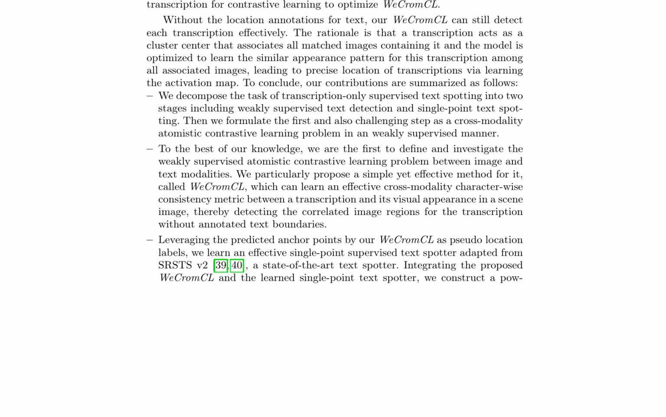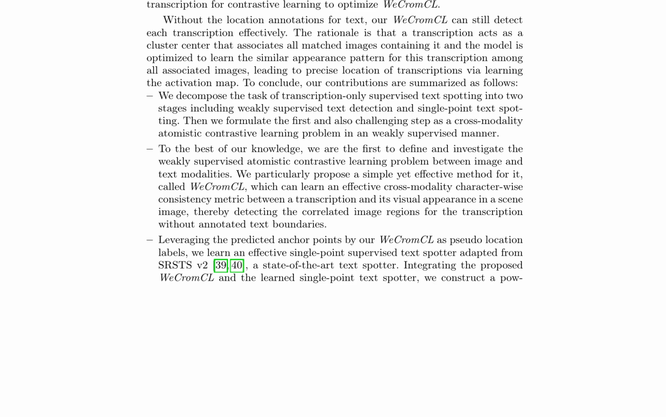The authors also leverage the predicted anchor points by WeCromCL as pseudo-location labels to learn an effective single-point supervised text spotter adapted from SRSTSv2, a state-of-the-art text spotter. By integrating the proposed WeCromCL and the learned single-point text spotter, the researchers construct a powerful transcription-only supervised text spotting system.